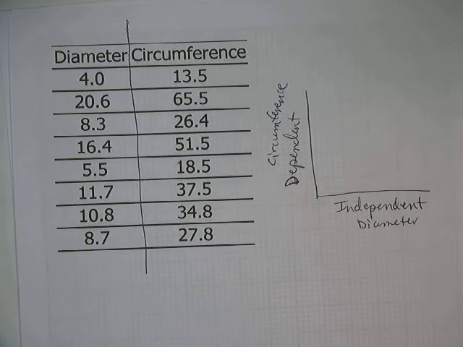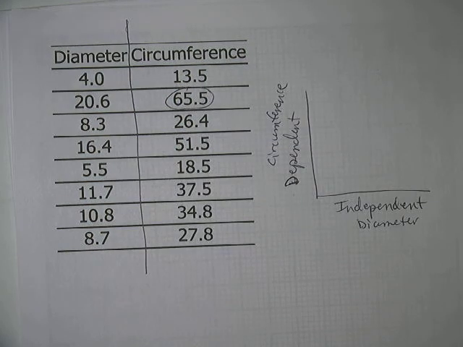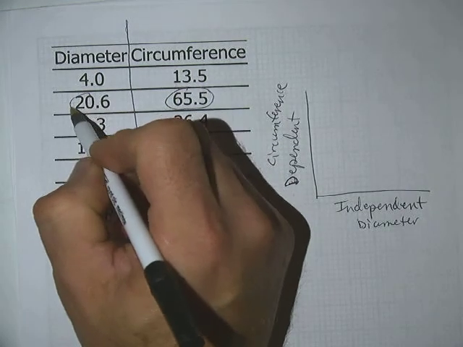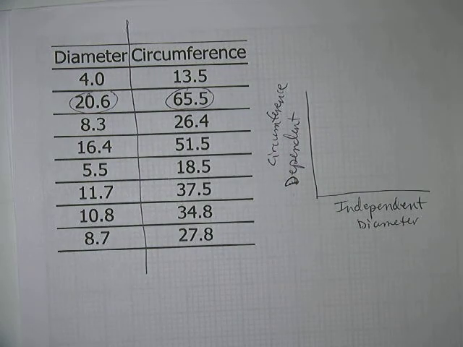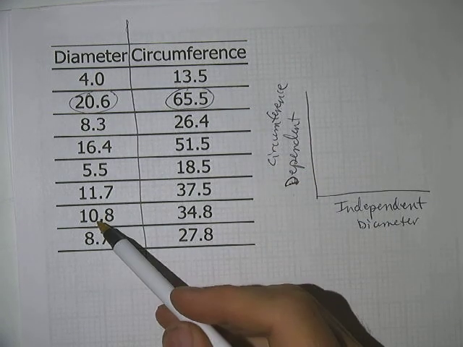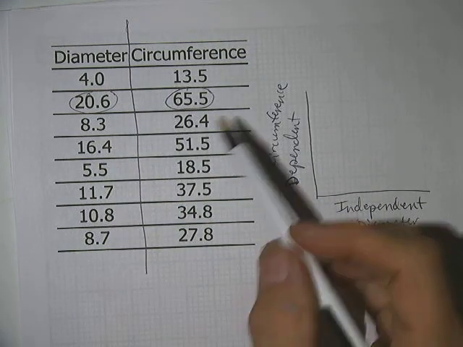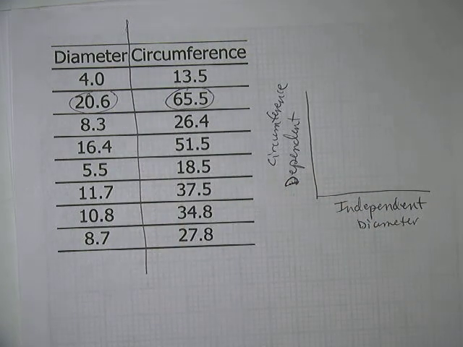For step number 2, we need to determine the largest value for each of these measurements, for each of the axes. Our largest circumference happens to be 65.5, and the largest diameter happens to be 20.6. For this graph, the largest values happen to match with the same data point. That's not necessarily always true. Sometimes the largest y value might be somewhere in the graph and the largest x value somewhere completely different. But in this case, we do have the largest circumference where we have the largest diameter.